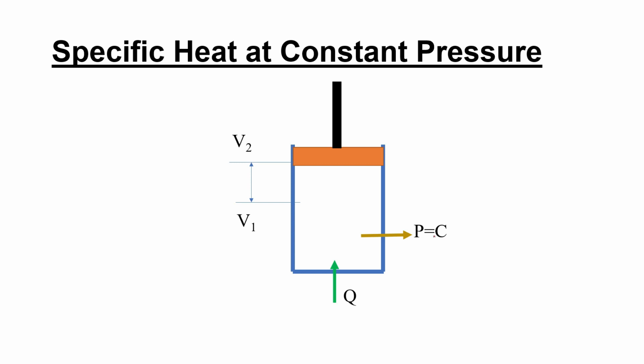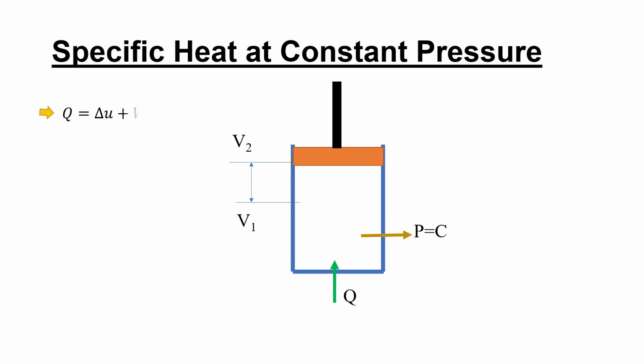Pressure will be constant. Initially the molecules occupy a larger volume, so though pressure increases initially, it will come down. So pressure will remain constant. If you are not allowing the piston to move, that means pressure will rise up.